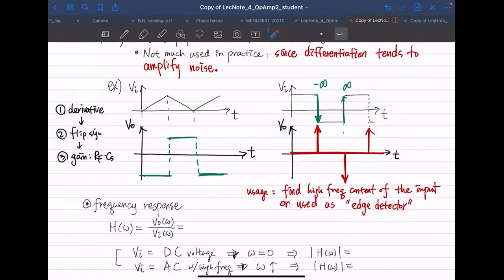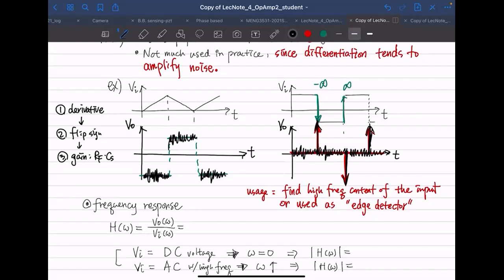as an edge detector. And because I said differentiation tends to amplify noise, practically it's not going to look like this, but it's going to look like this. It's going to be looking very hazy. Like that.